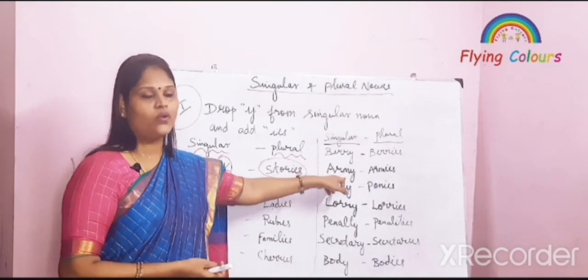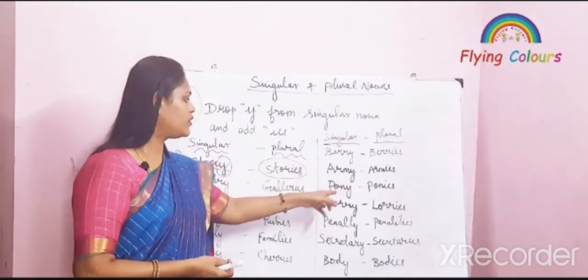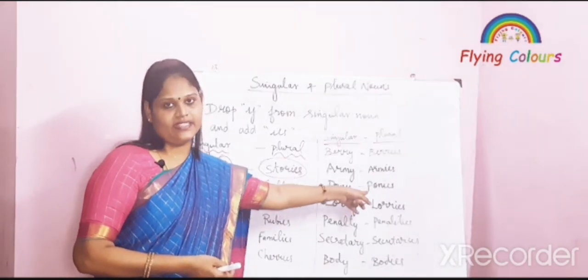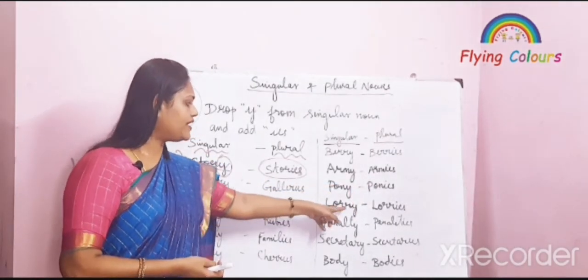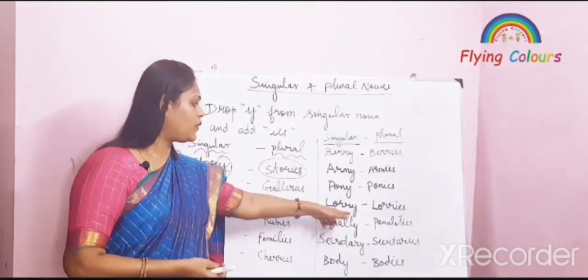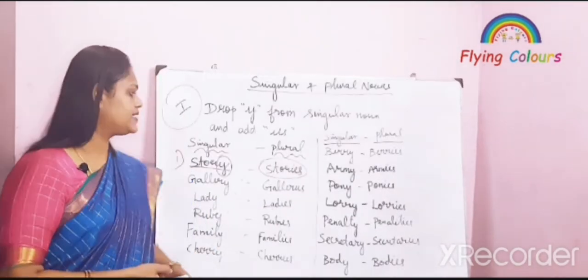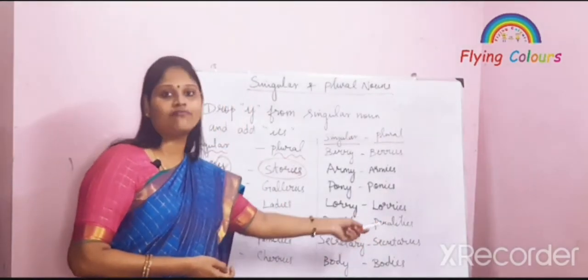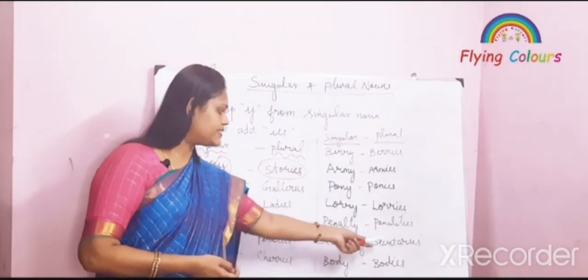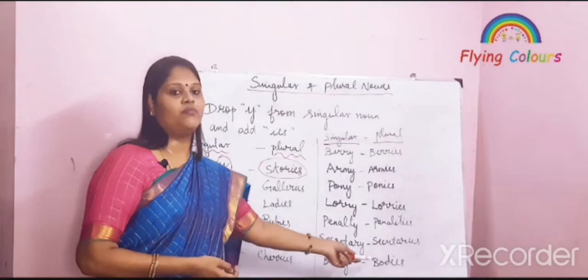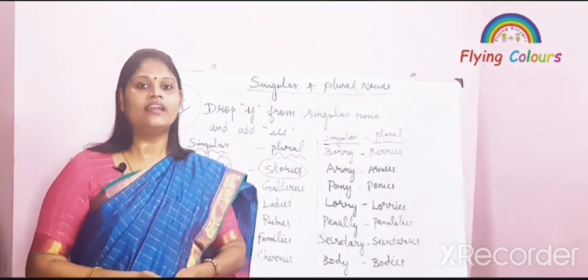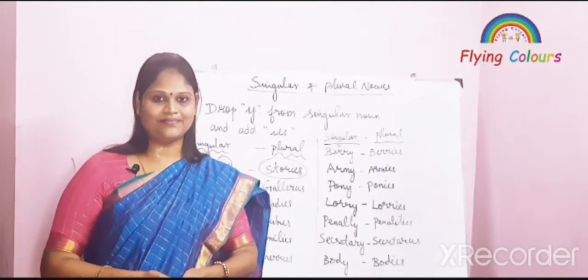Army, armies. Pony, ponies. Lorry, lorries: I dropped y and added ies. Penalty, penalties: dropping y and adding ies instead of that y. Secretary, secretaries. Body, bodies. This is the first concept for singular and plural nouns. Let us see the next concept.